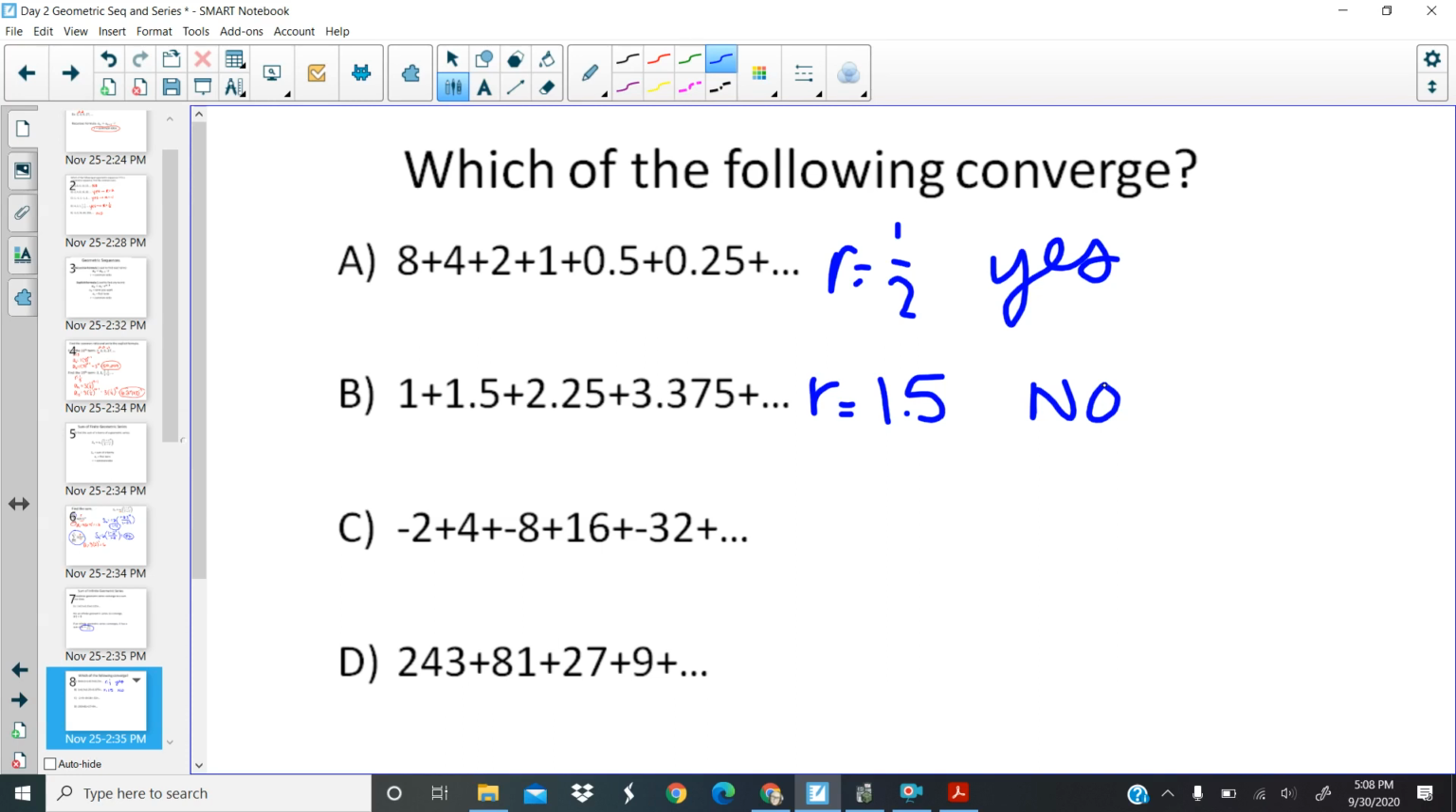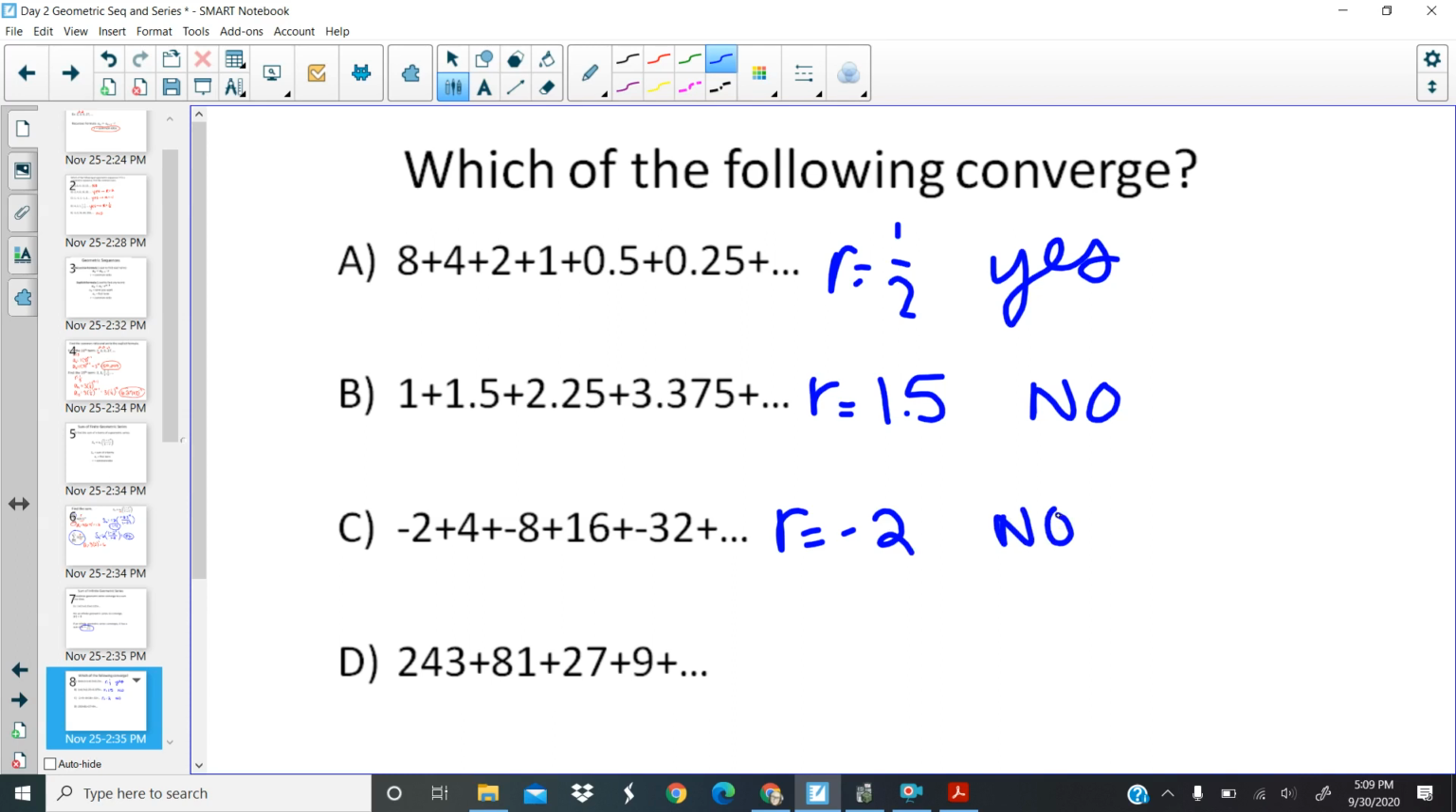On C, to get from -2 to +4, you'd have to multiply by -2. From 4 to -8, you'd have to multiply by -2, and so on. So my ratio is -2. The absolute value of -2 is +2, which is greater than 1. So this one is also not going to converge.